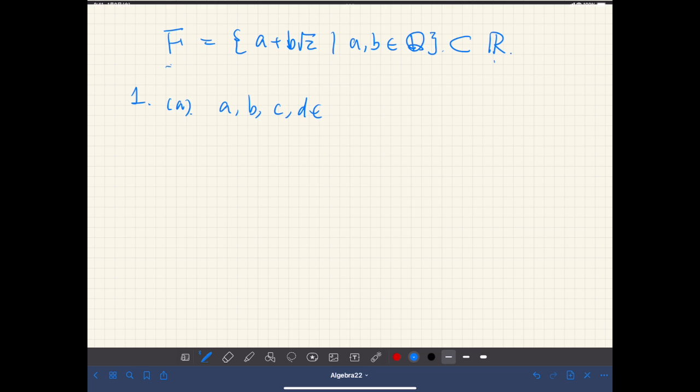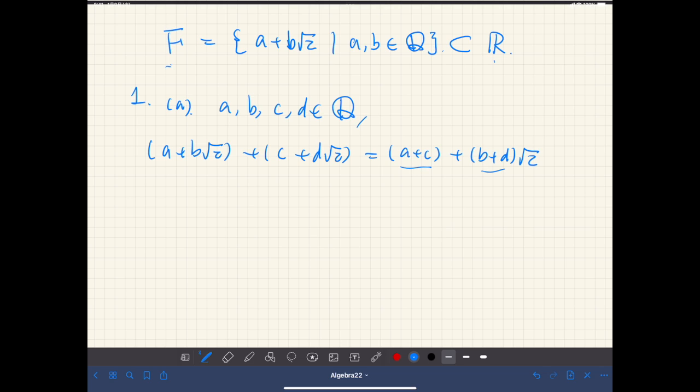So suppose a, b, c, d are rational numbers. Then a plus b square root of 2 plus c plus d square root of 2 is equal to a plus c plus b plus d square root of 2. And a plus c is a rational number. b plus d is also a rational number. So this is an element of F. So this is okay.